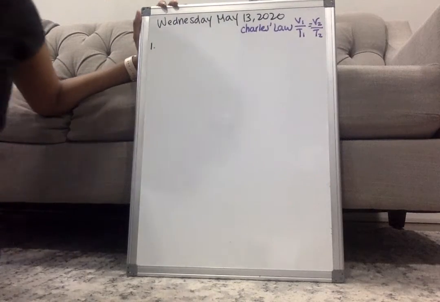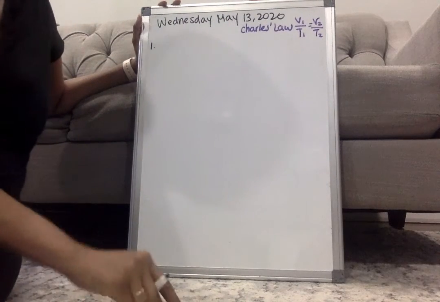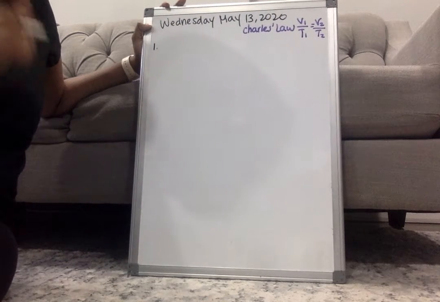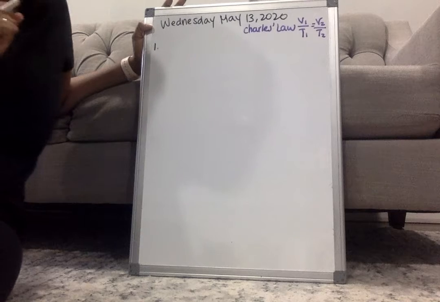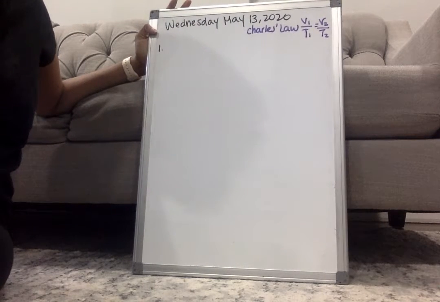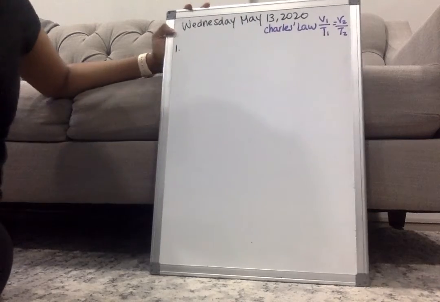All right, so this is Wednesday's assignment on Charles' Law. Number 1, a sample of air has a volume of 140 milliliters at 67 degrees Celsius. At what temperature would its volume be 50 milliliters at constant pressure?